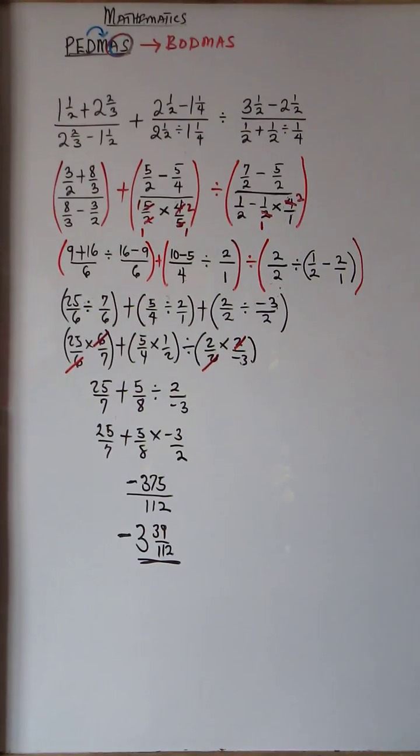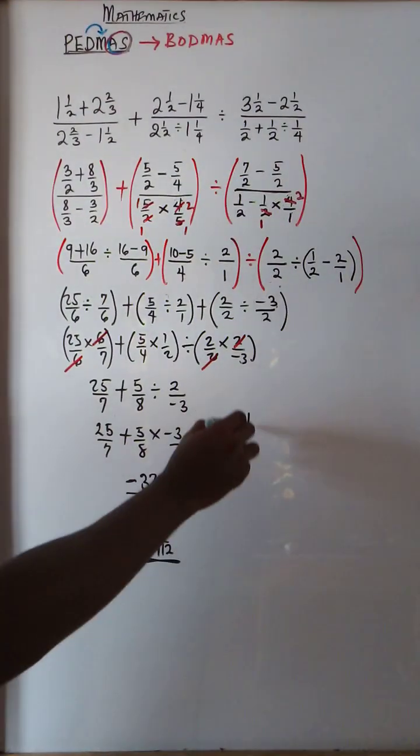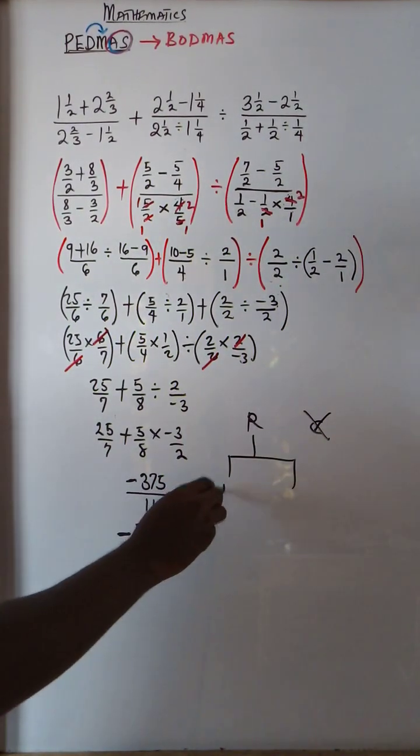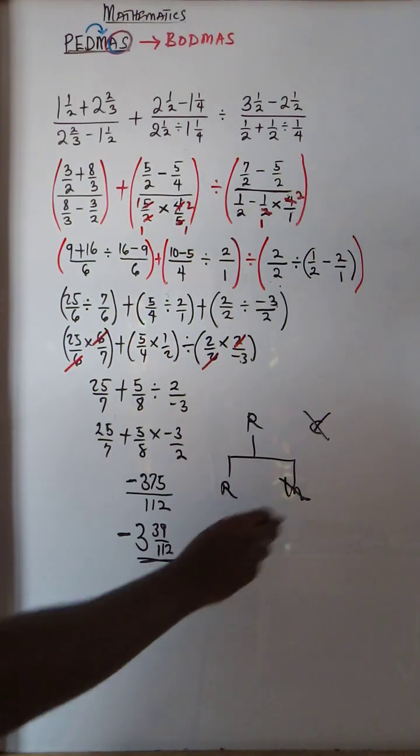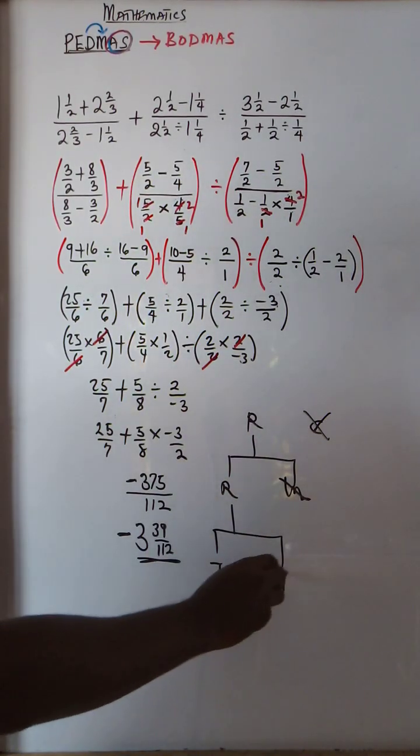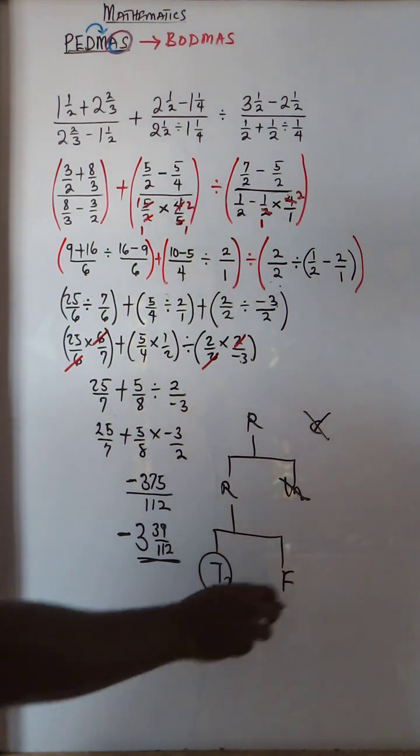Recall, numbers are either real or complex. We cancel out complex. Real are either rational or irrational. We cancel rational. Irrational are either integers, whole numbers, or fractions. We are done with integers. We are done with fractions.